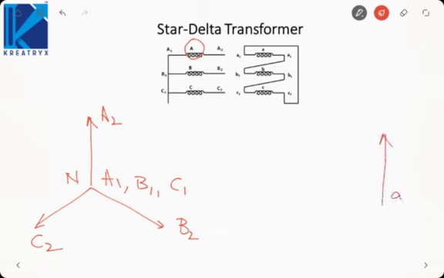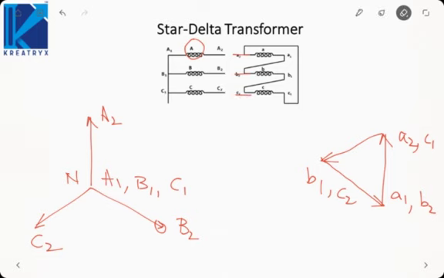This will be my A1 to A2. Now if you see, A1 is connected to B2, this one. So A1 will be connected to B2, it will be like this. This will be B1. Now B1 is connected to C2, so it will be like this. This will be C2, this will be C1. Now we know that the output is taken across A2, B2 and C2, so we must remove the subscript 1 terminals, that is B1, A1 and C1.